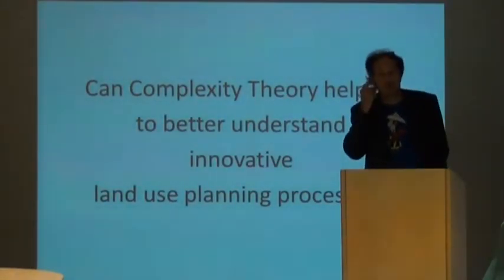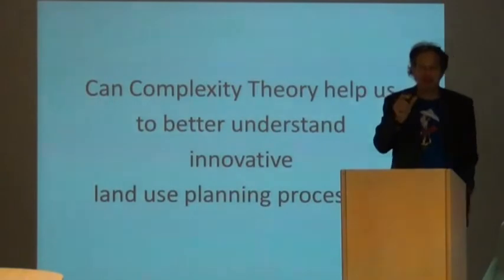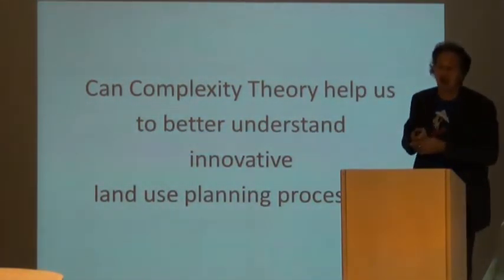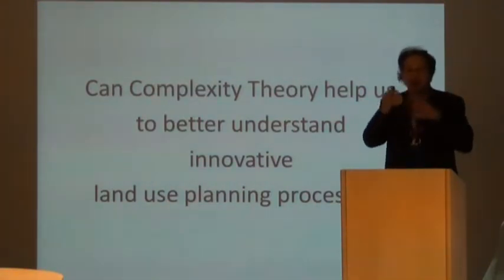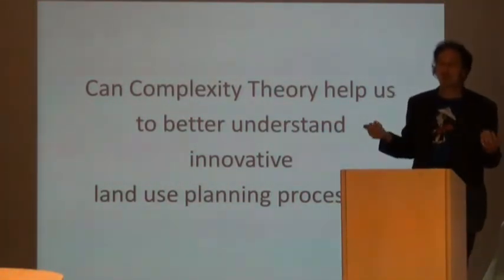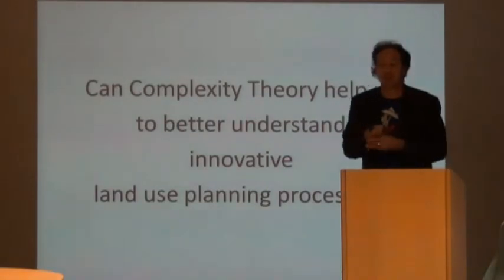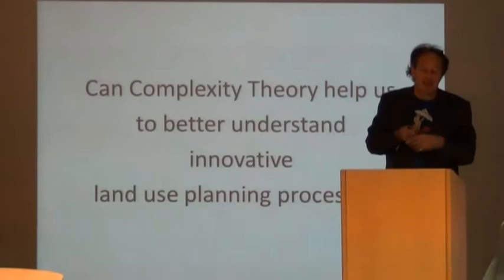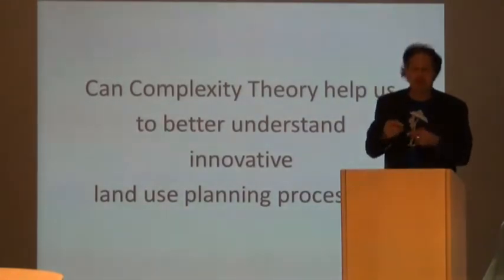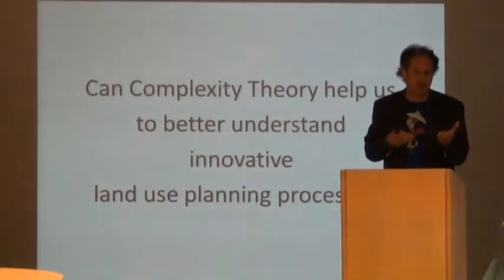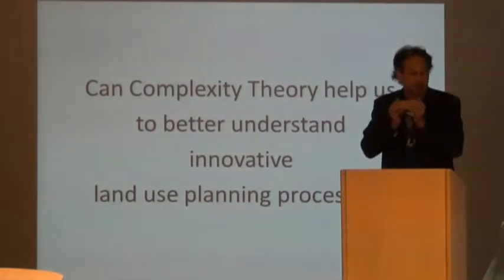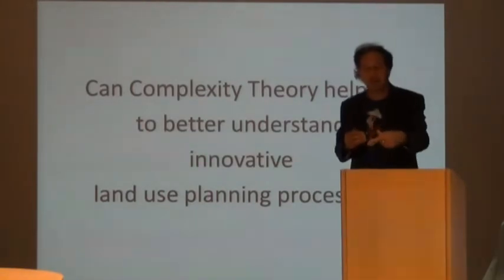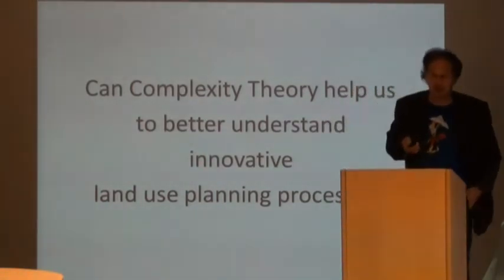And the overall question was, can complexity theory, this theory about complex systems, this theory of Prigogine, and this awareness of how those systems behave, help us to better understand innovative land use planning processes? And I was interested in that because I didn't read anything about it in books so far. They were still talking about linear process, this is the budget, this is the time frame, please make a plan and go on to execute the plan.